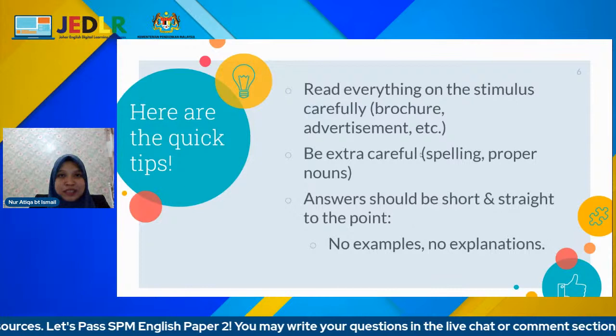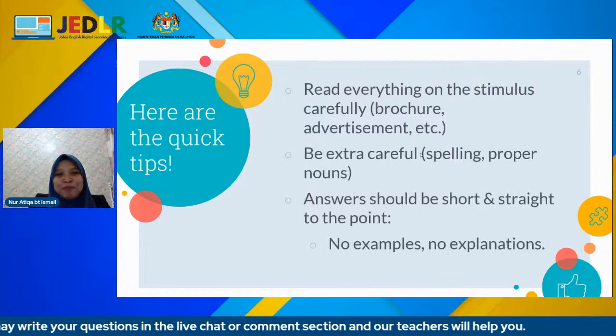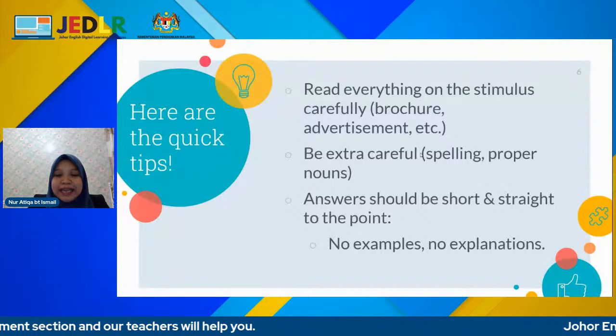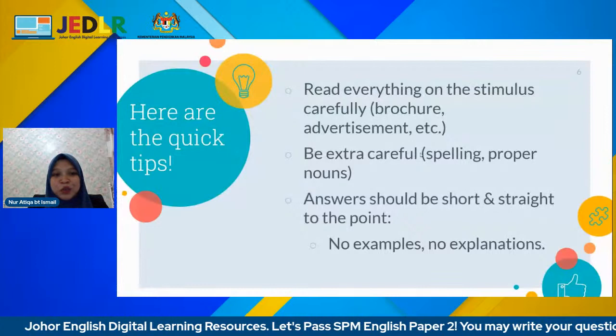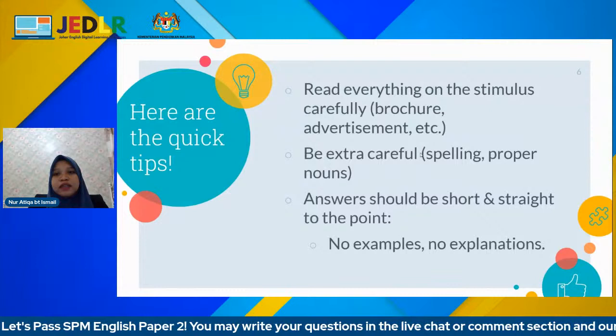Information transfer questions is when you are copying answers from the text. So when you are copying, bila menyalin, it is expected of you to copy it right. Meaning to say, if the spelling is wrong, it is not possible for your answer to be accepted. So make sure ejaan awak betul, as well as your proper nouns.